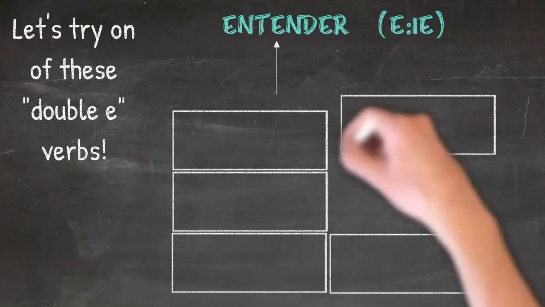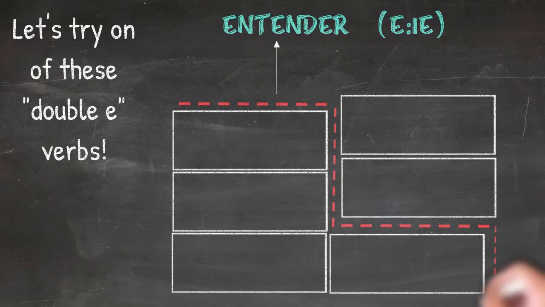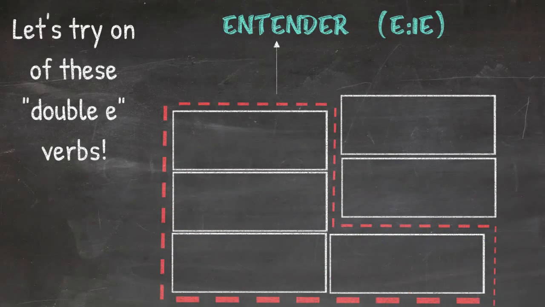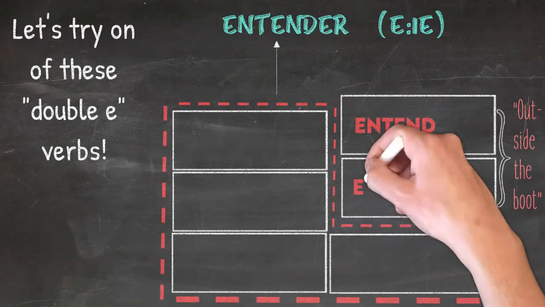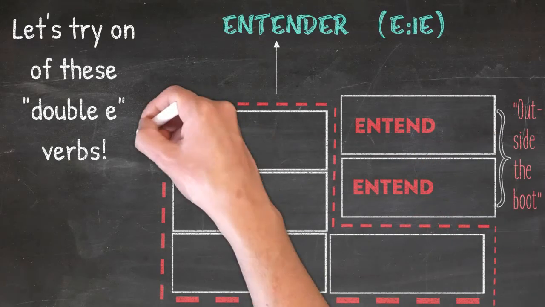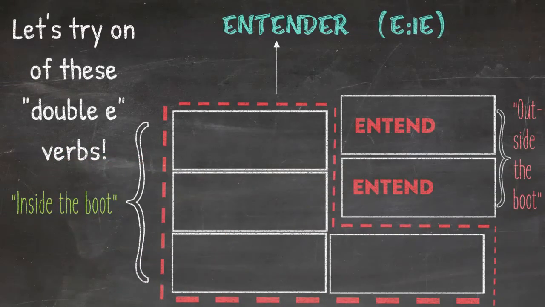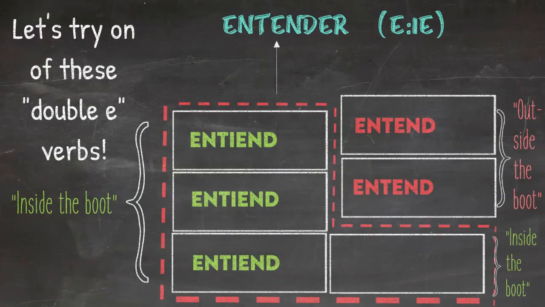Now just apply what we've done before. Separating as always. Thinking about changing versus not changing. No change. Inside the boot, we're going to add a syllable. That letter I will make our word a little bit longer, and one syllable longer in sound. Entiende. Entiende.